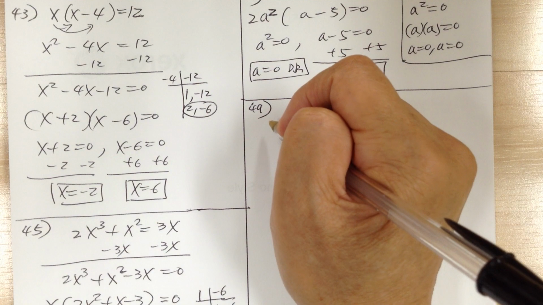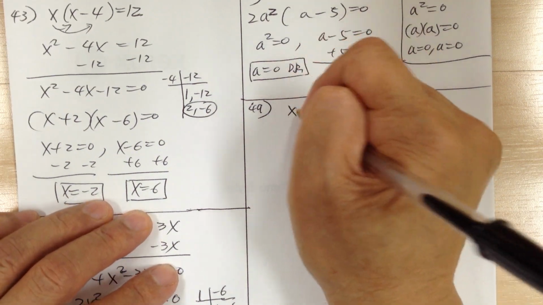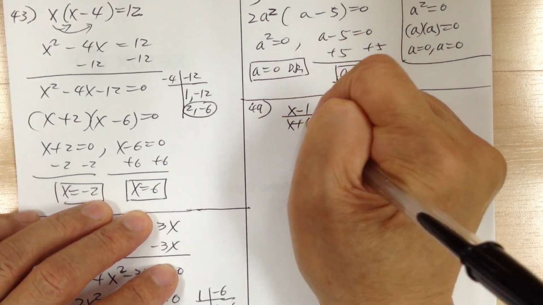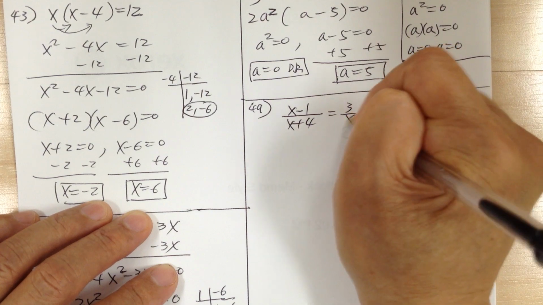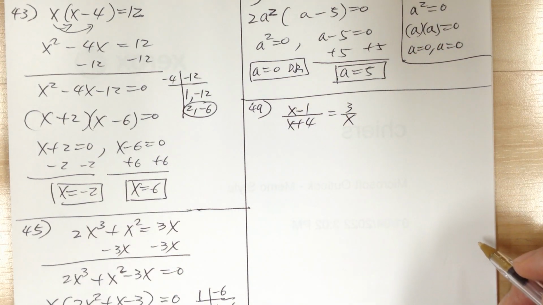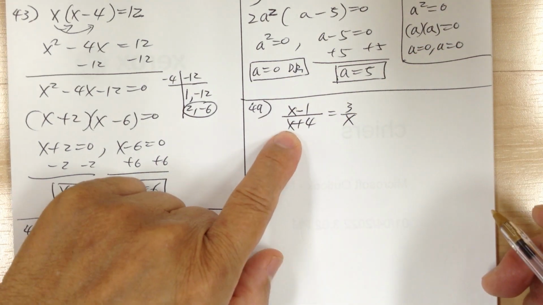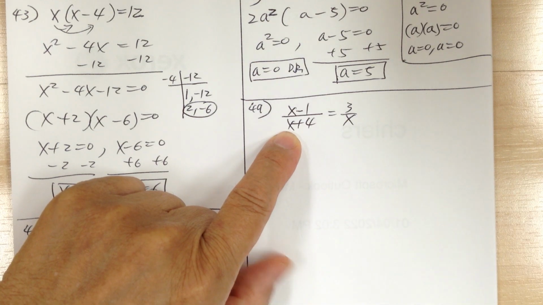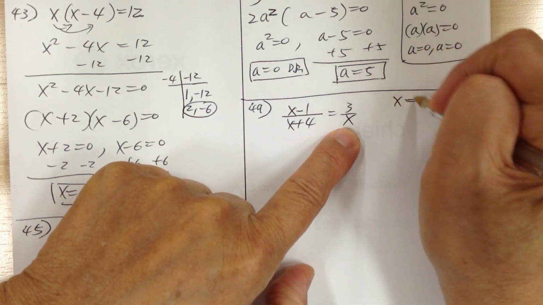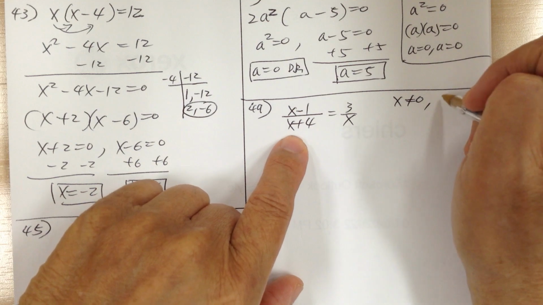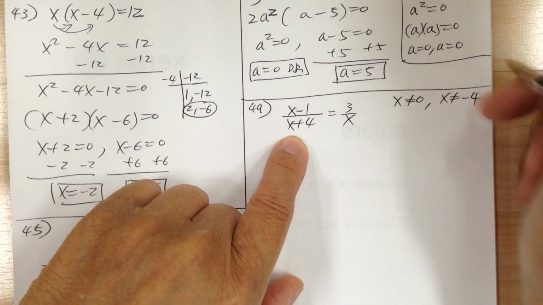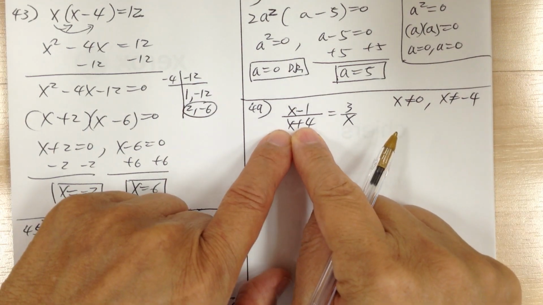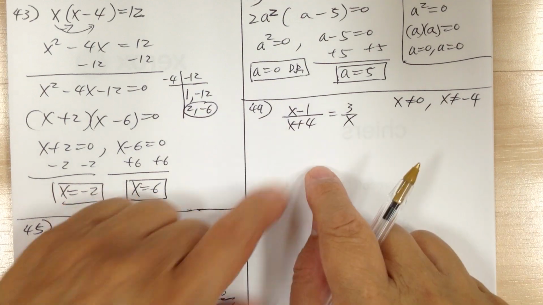Okay, 49. Here you got (x minus 1) over (x plus 4) equal to 3 over x. Now this one you have to be very careful. When you have a variable in the denominator, there's a restriction. Like this one, x cannot equal 0. This one, x cannot equal negative 4, because this will make it equal to 0 and make it undefined. So be aware of that before you start.